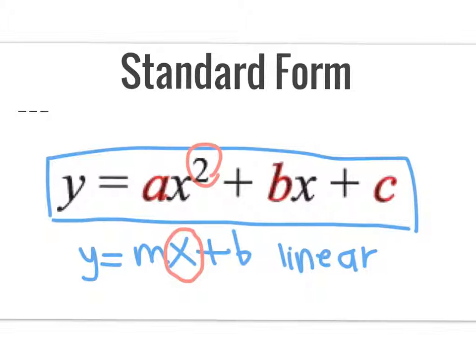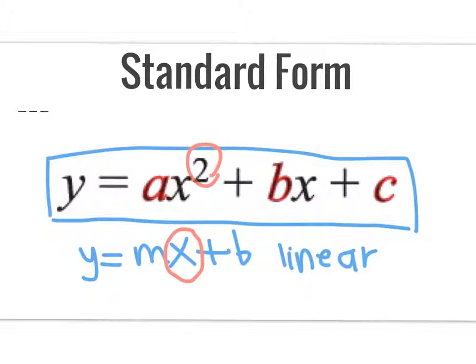And a, b, and c are just numbers. We represent a, b, and c as variables, but when we write it in our problems, we should have actual numbers, whether negative or positive, in front of x squared, x, and c. Sorry, I just wrote a lot all over the place.